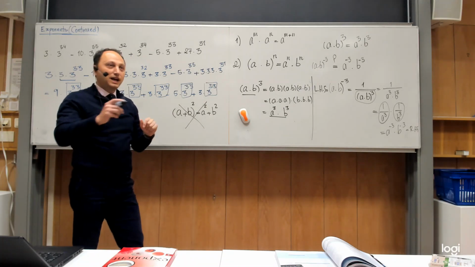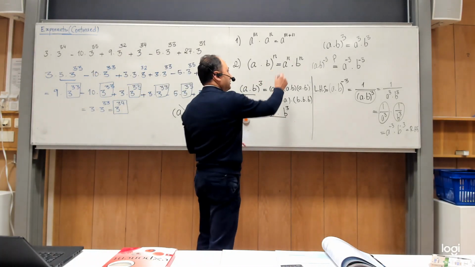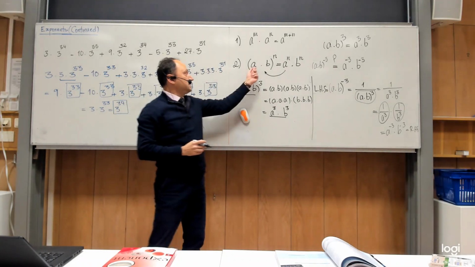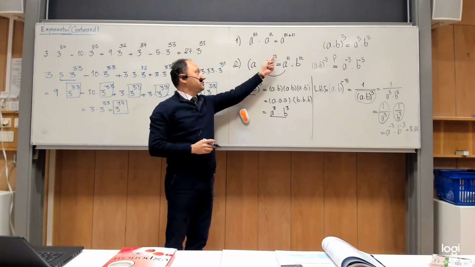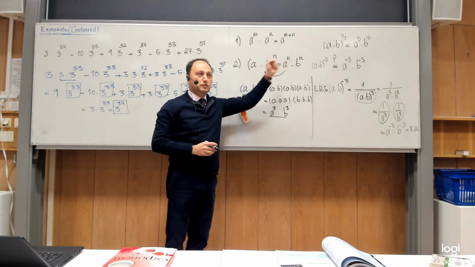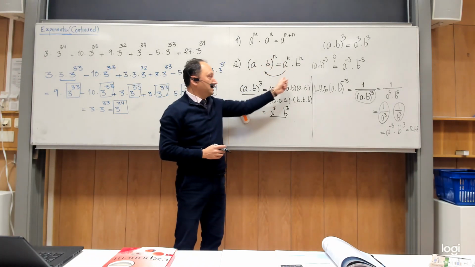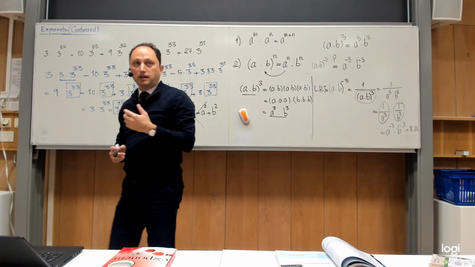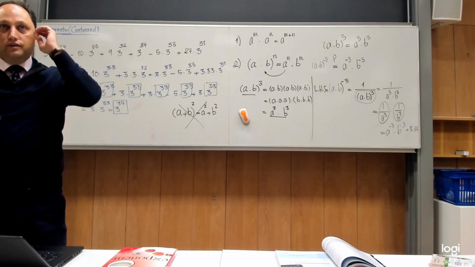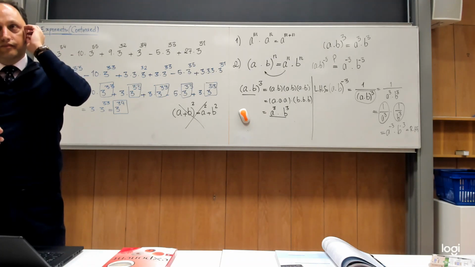Now, can you read the formula from this direction for me? This tells me that if I have a product and I want to raise it to some power, raise each factor to that power and multiply them. If I want to read it the other way around, how should I read it? These are really important. Yes, Oscar?